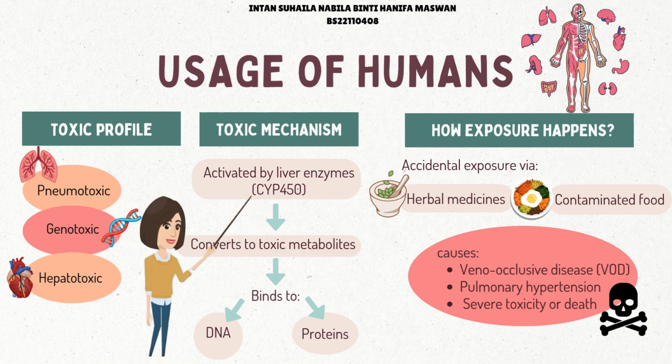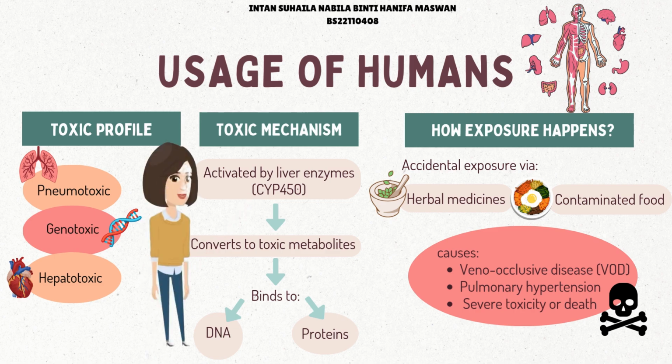So how does the exposure happen? The unintentional human exposure to monocrotaline can occur when people use conventional medicinal products or consume food items that are contaminated with plant materials that contain pyrrolizidine alkaloids. These exposures can cause serious health effects, including hepatic veno-occlusive disease, which is VOD, pulmonary hypertension, and in extreme cases, death.